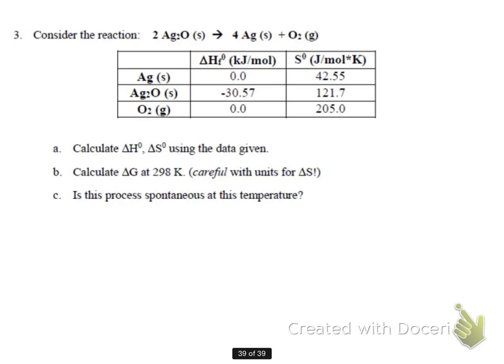Okay, so for number 3, we have a little bit more work to do. We're given the reaction, and that is silver oxide decomposing to make silver and oxygen. Instead of being given the delta H and the delta S, we have to calculate them using the data. So we're going to use Hess's law to calculate delta H, and our delta S equation to calculate this, and then we're going to put them together and get delta G. So it's a little bit more work here.